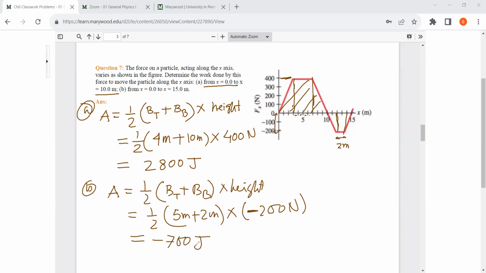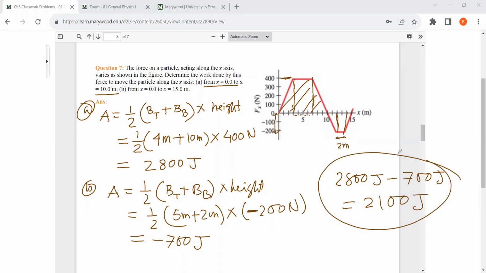700 joule. Okay, so when you add 2800 and negative 700 joule, it gives me 2100 joule. So the work done when it goes from 0 to 15 is 2100 joule. Many students make a mistake here, they forget the negative sign, and then they get 3500 joule. So that is incorrect. Make sure you understand there should be a negative sign, and then you have to subtract this. So 2800 minus 700 is 2100 joule.